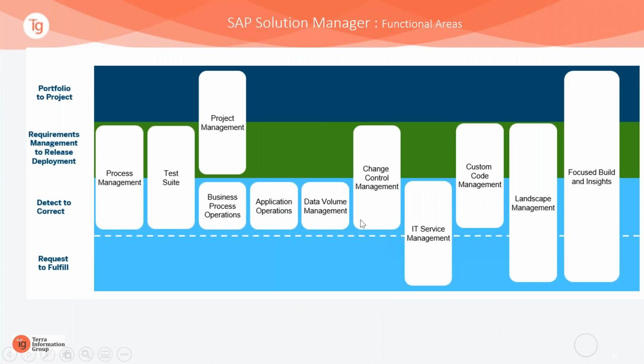And then finally, once your application is set up, there will be a landscape that will be set up, which will include what is the overall reach of the application, what is the user group, what are the security settings, what is the infrastructure that we'll be using. All those details will be captured. And then we can also have different monitoring tools like application operations, data volume management, business process operations and monitoring.